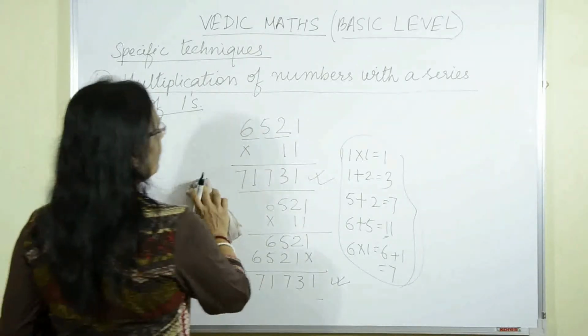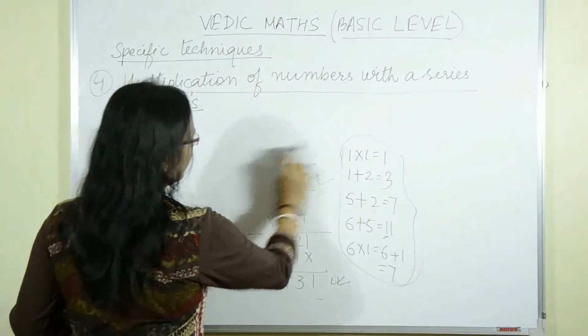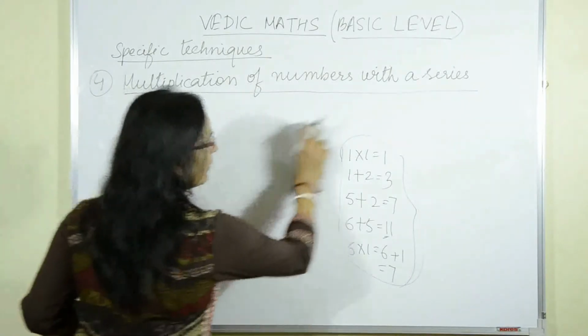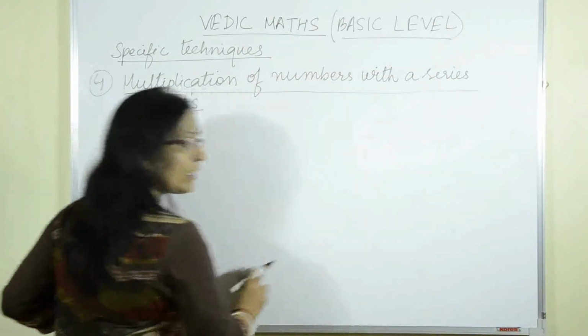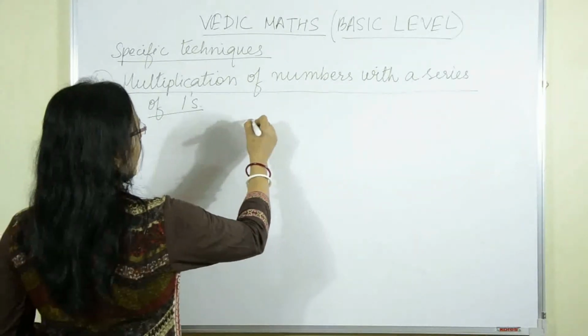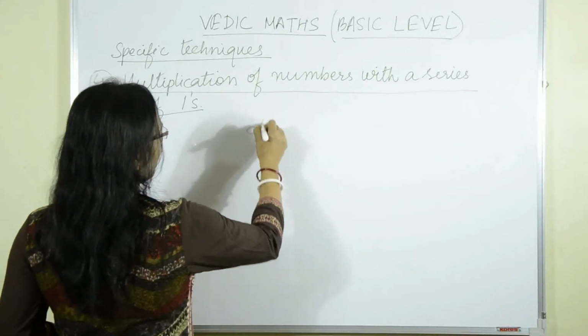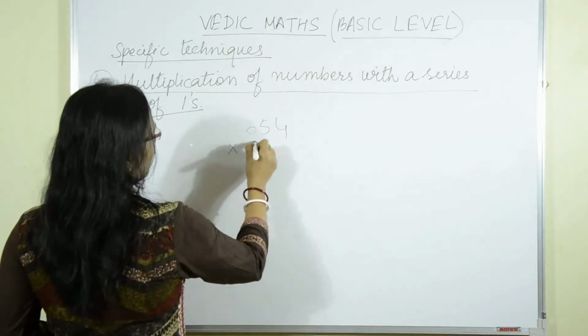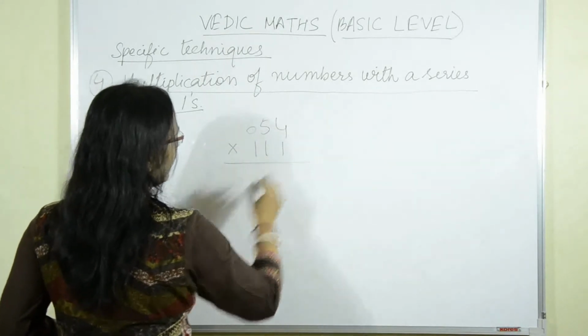Now, what if this 11 changes to 111? Now, let's see what happens when the number of ones increases. Say I have 654 multiplied by 111.